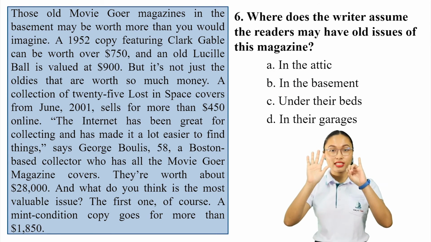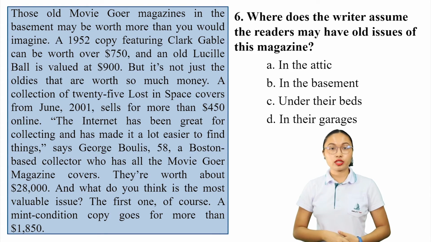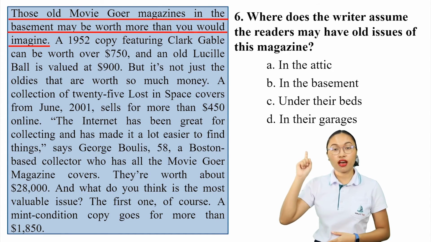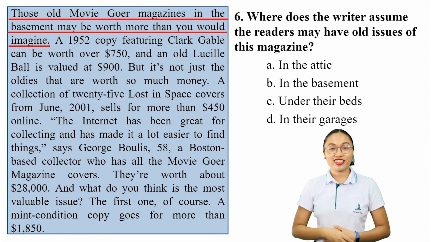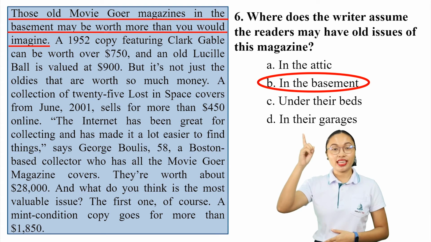Question number 6. Where does the writer assume the readers may have old issues of this magazine? The answer can be easily found on the very first sentence of the passage. What is the correct answer? Great! It is letter B, in the basement.